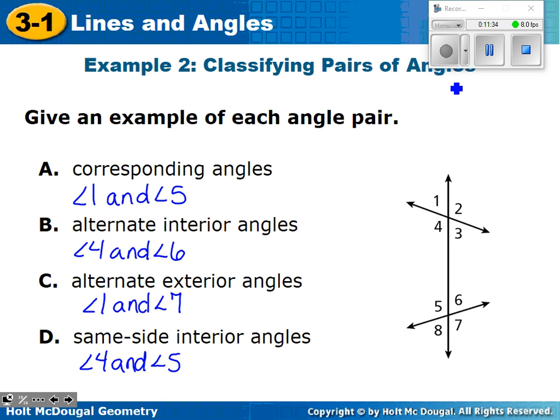And then we're going to go ahead and add part E here, even though it's not in the notes. And again, I'll put it up here where you guys can see it better. Add same side exterior.